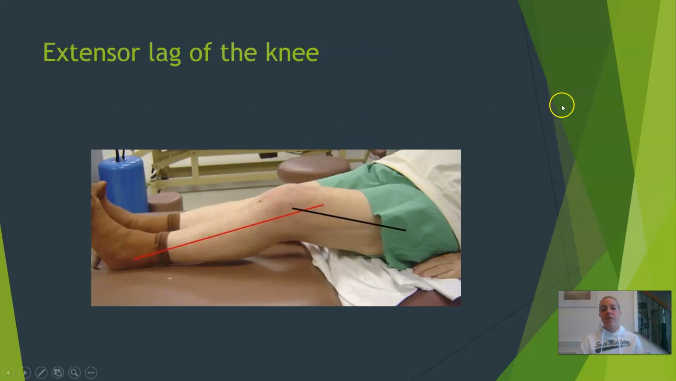This is, again, just another picture showing some extensor lag, quad lag. And again, it's all due to weakness of the quad. So this is a person following a total knee replacement. This is fairly common following total knees and ACL reconstructions, again, because of the weakness of the quad.